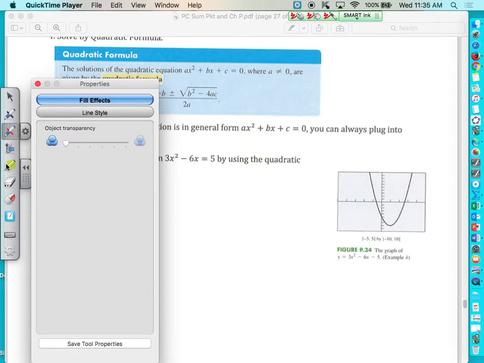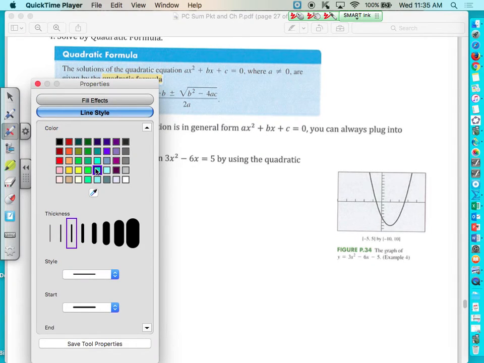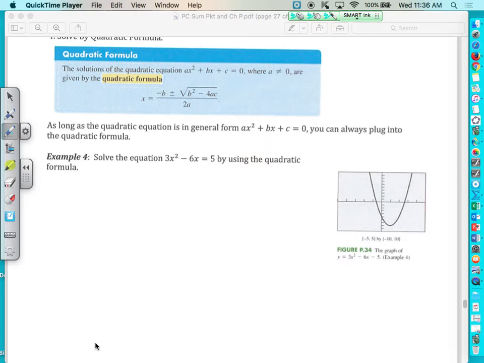Let's find a fun color here. Oh, that's a good one. All right, so here we go.